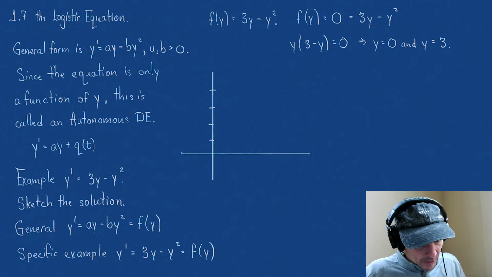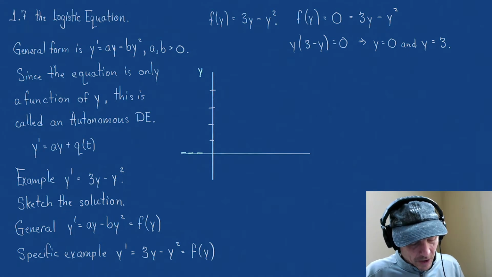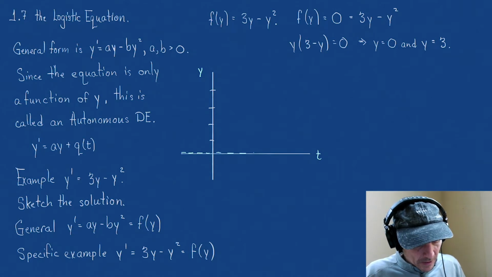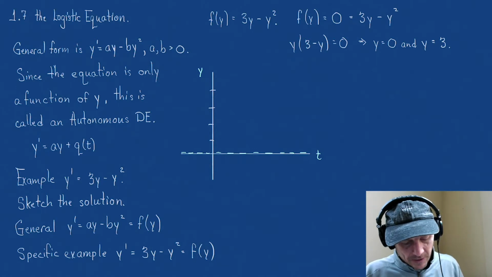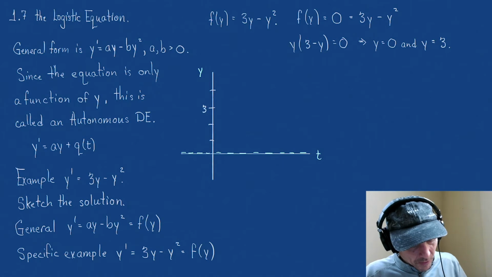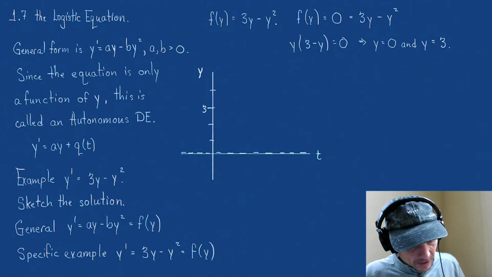I'm going to put this dashed line right here at y equals 0. Let's label this: the vertical axis is y, and the horizontal axis is t. So the function of y has a 0 slope at 0, and it also has a 0 slope here at 3. Let's put that in here as a dashed line.